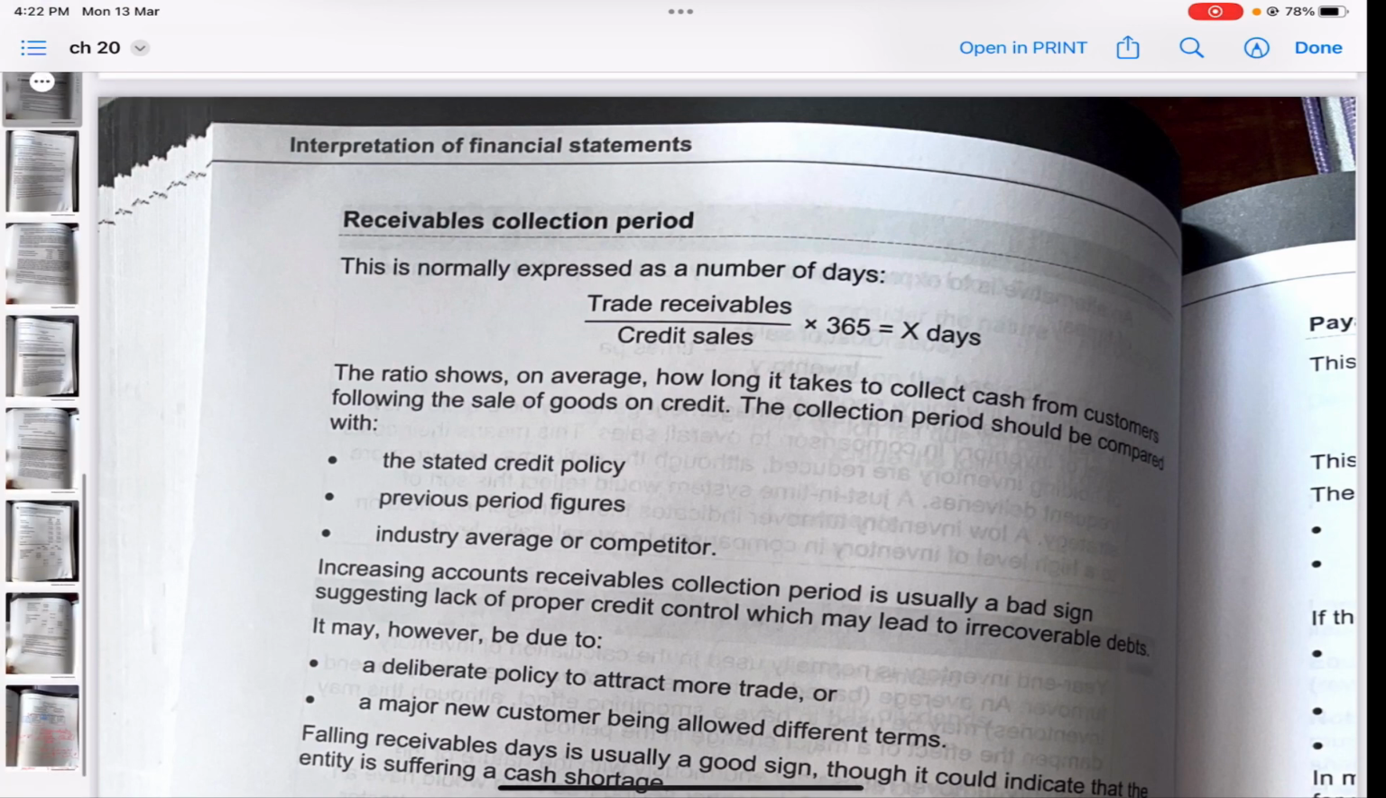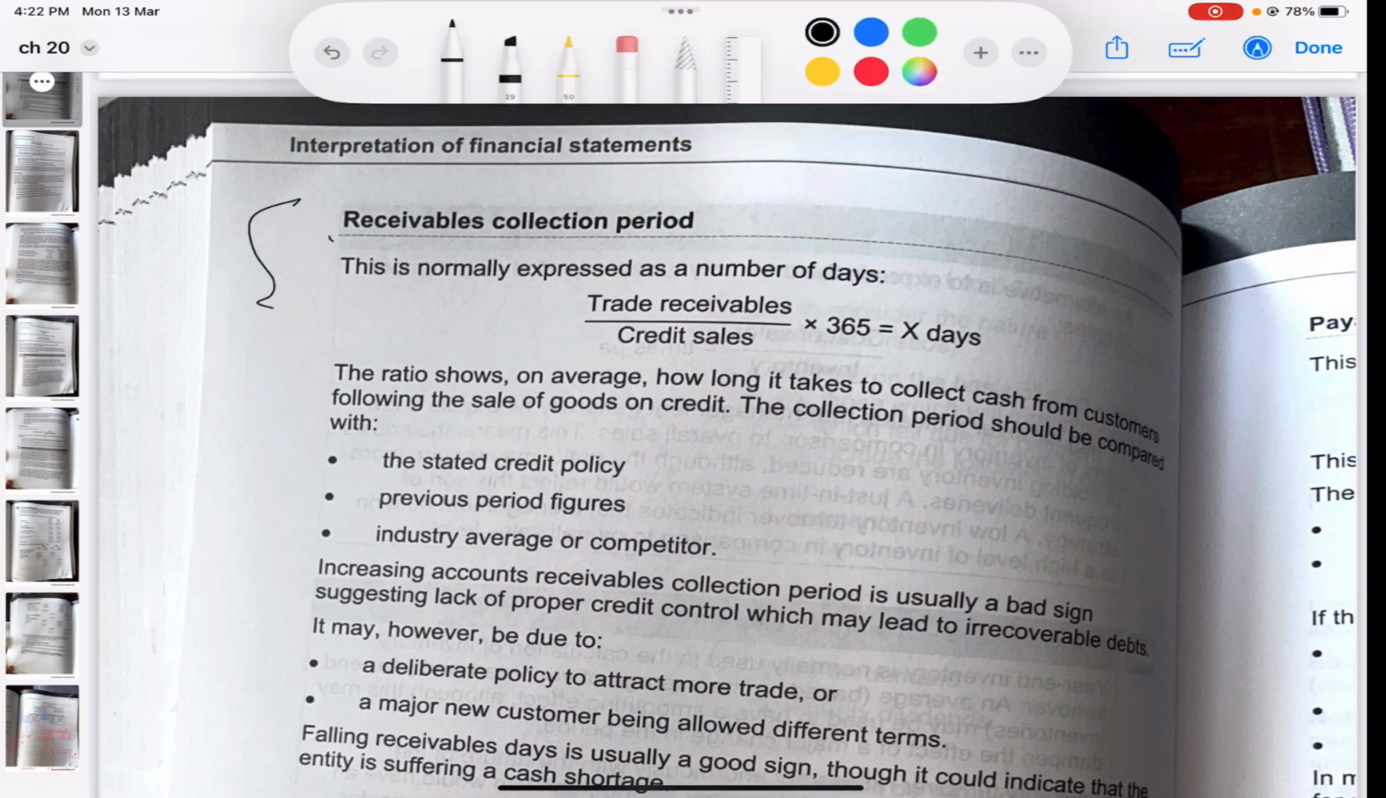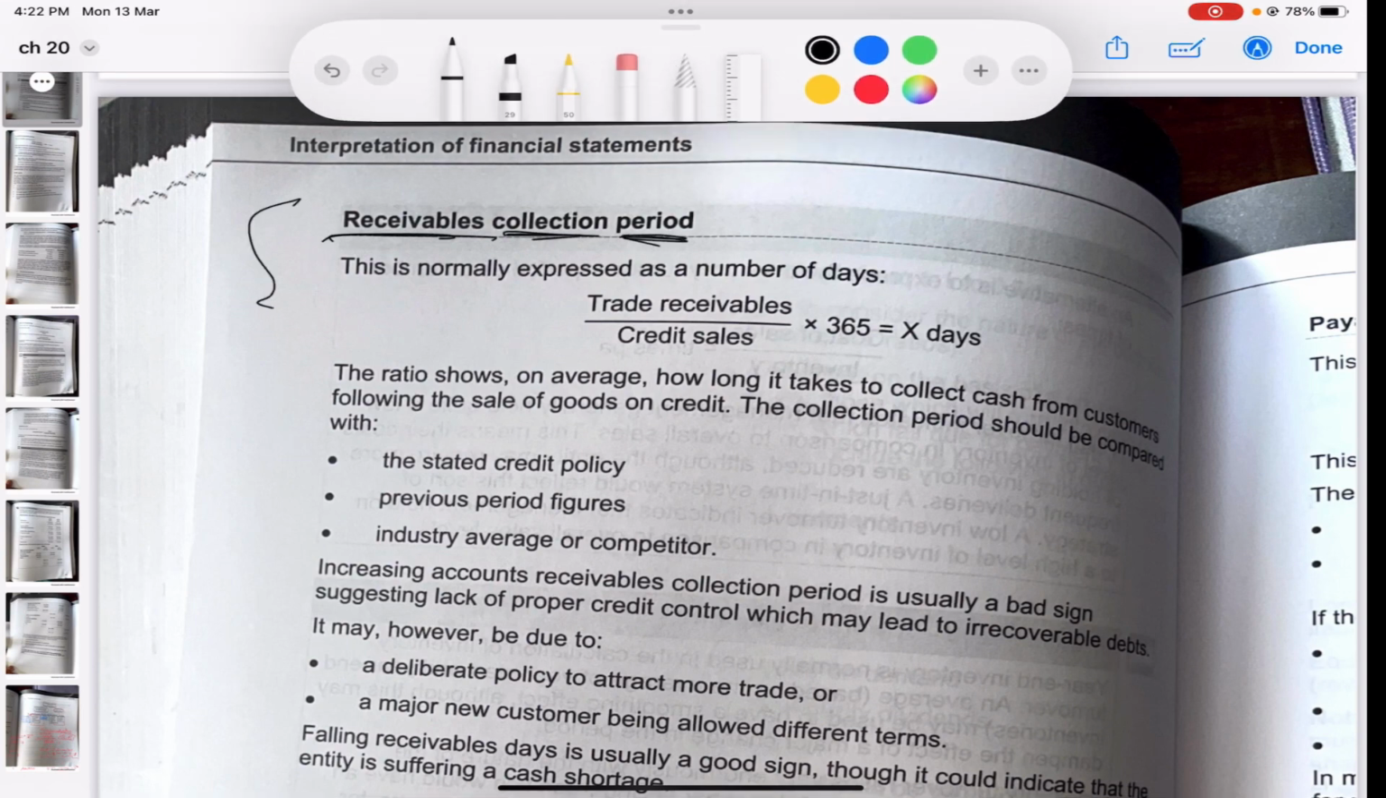Okay, what we saw right now was the turnover period, right? Now we are going to see the receivable collection period. What is the receivable collection period? The receivable collection period shows on average how long it takes to collect cash from the customers. So how much time does it take for my receivables? Who are my receivables? They are my debtors, right? The people who owe me some money, who are my receivables, my assets. So that's what they are going to find out using the receivable collection period.